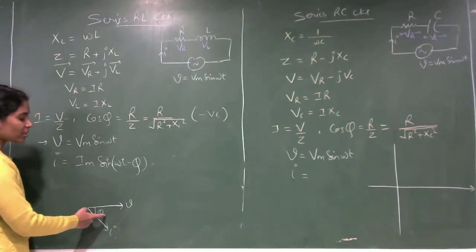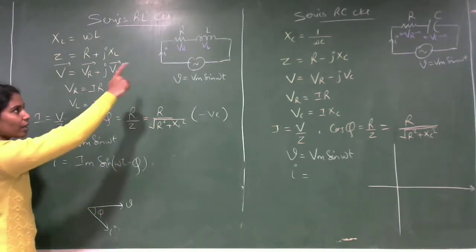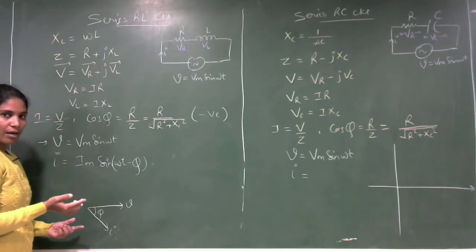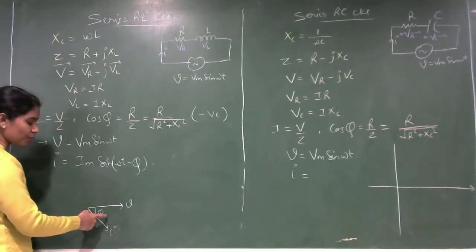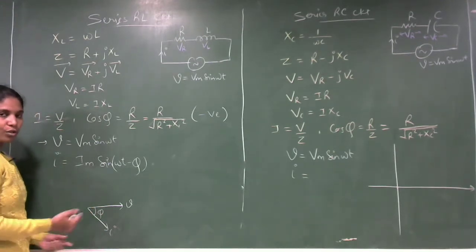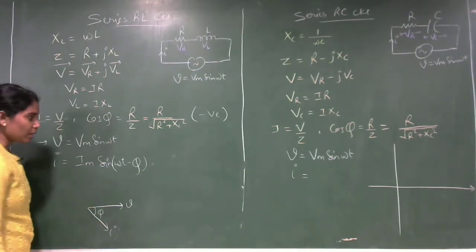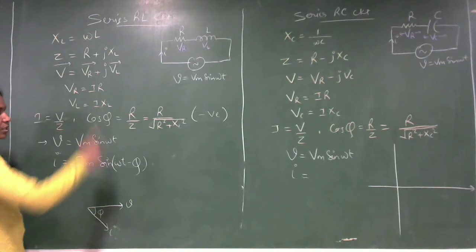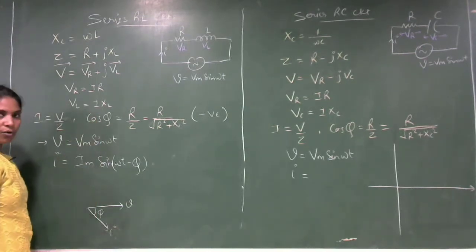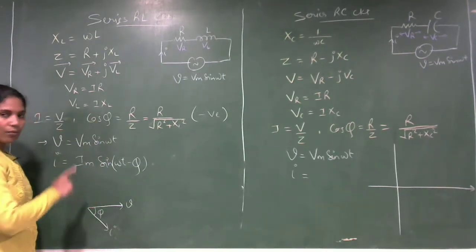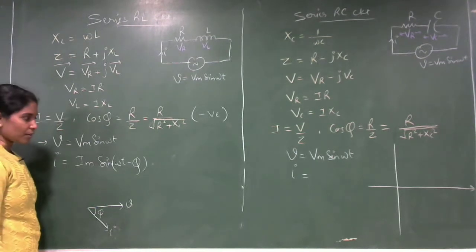Now what will be the value of this phi? That will depend on the values of R and L. Whatever the values of R and L are, according to that you will get the value of phi. When we go for the numerical solution, we will see how to get the value of phi. Now this is the phasor diagram for the series RL circuit. Let's see what the power curve will be for this series RL combination.